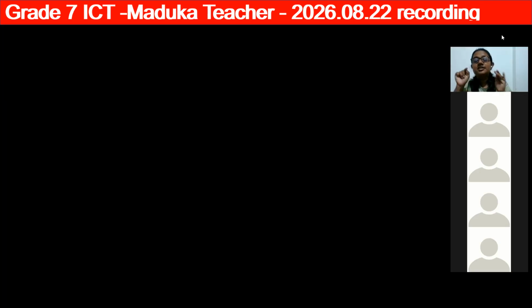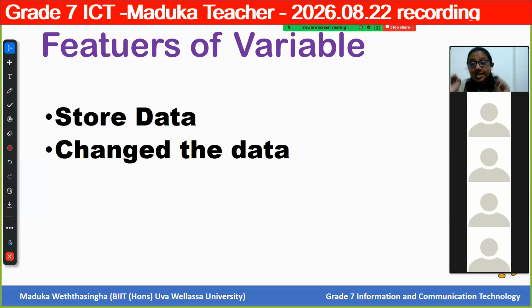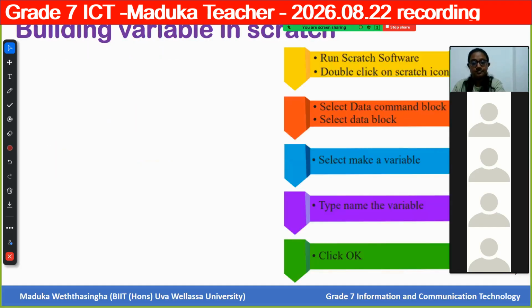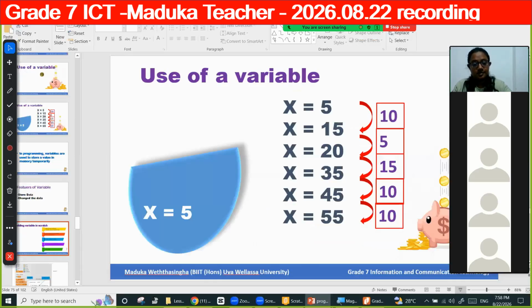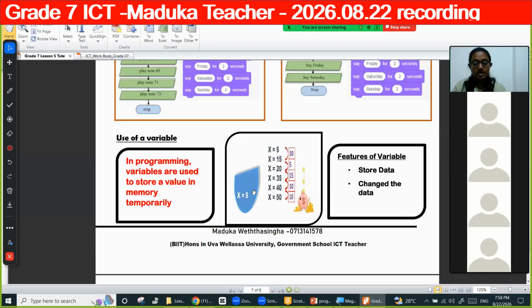Right? Features of the variable. These are the special features of a variable. We can store data in a variable and the data stored in the variable changes time to time. Store data, change the data. Highlight these two features. In your tute, you can find these two. Highlight these two features. Right, in your tute, you can see it. Highlight it.